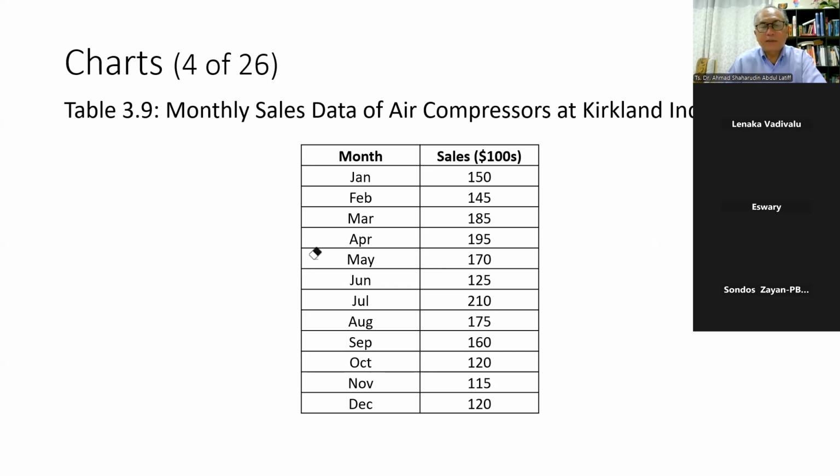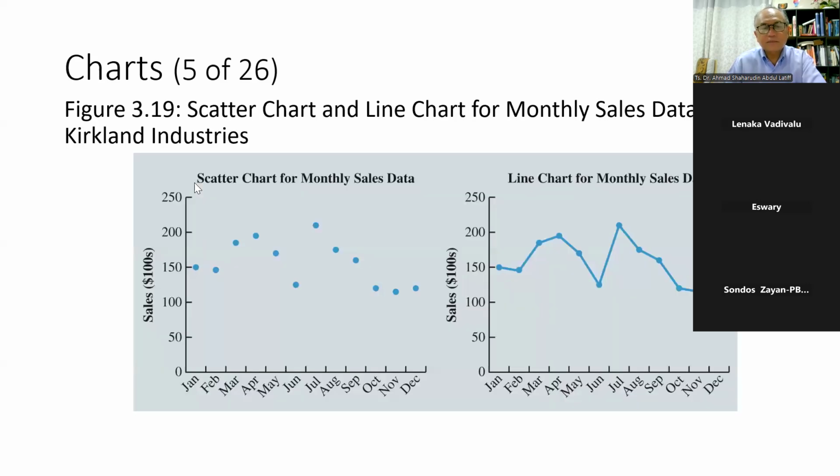Okay, this is monthly sales data of an air compressor. I'll give you the data as well. So you can draw them into a scatter chart. And then when you link the points of the scatter chart, you get a line chart.